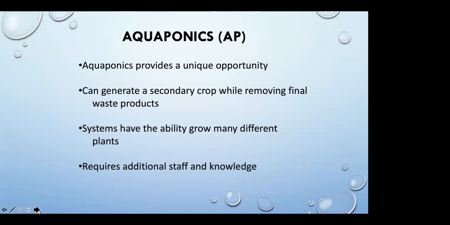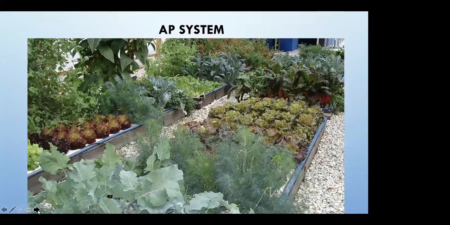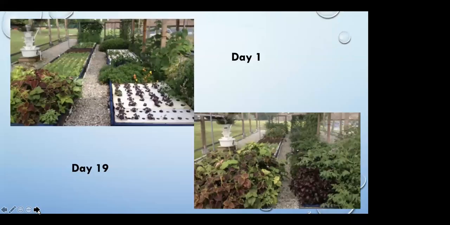The system has the ability to grow many different plant species. I myself have done over 300, 350 varieties of plants in aquaponics. It does require additional staff and knowledge in markets. Here is a basic aquaponics system, just a deep water bed, DWC, and you can see how many different varieties are growing in one system. And then you can see the difference between day one versus 18 days later, day 19, the growth.